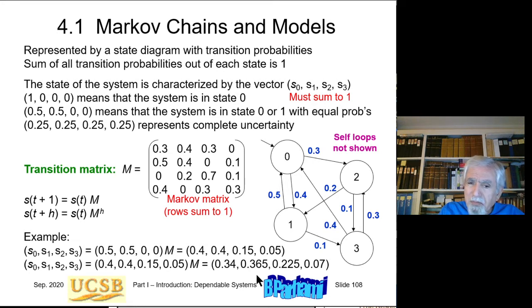So after h time steps, the state of the system at time t plus h is derived from its state at time t by multiplying it by the h power of this transition matrix. Now, any power of this transition matrix, we can prove is also a Markov matrix. In other words, if you take a Markov matrix and raise it to any arbitrary power, the result will be a Markov matrix.